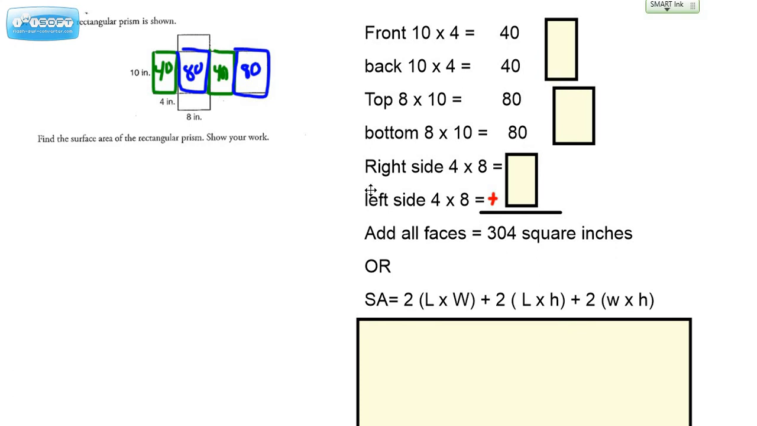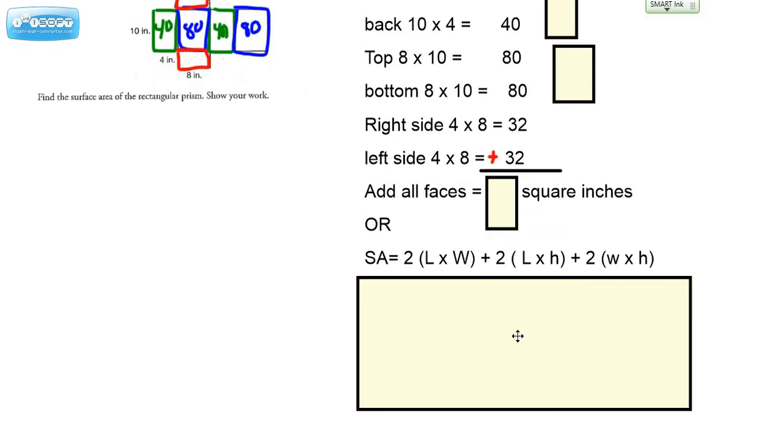All right, so then we might have what we call the right side and the left side. So that's this piece right here, which is a 4 by 8, which means that this piece is a 4 by 8, 4 by 8. Which of course would be 32 for each of those. So if we add up all of the faces, then we'll get the answer.